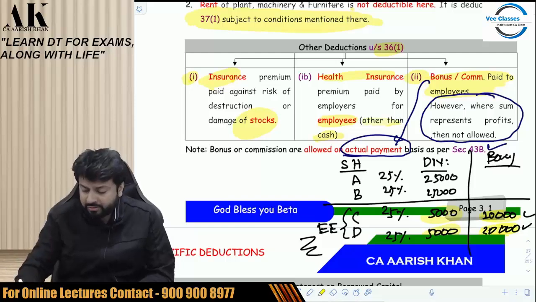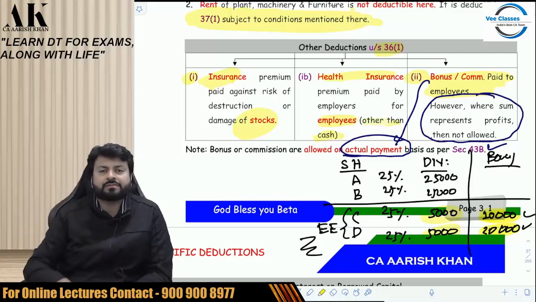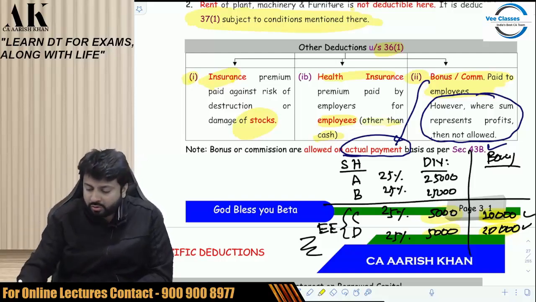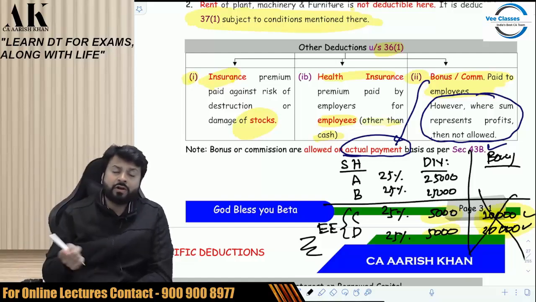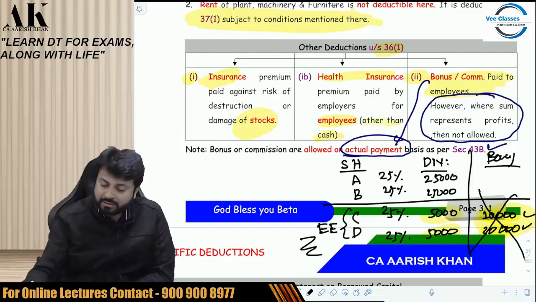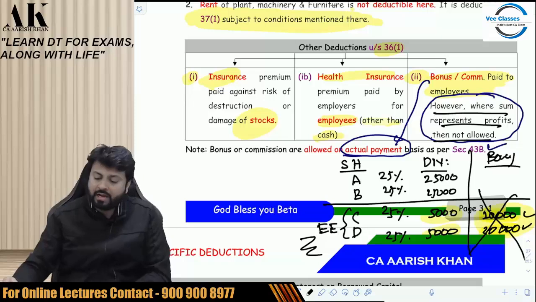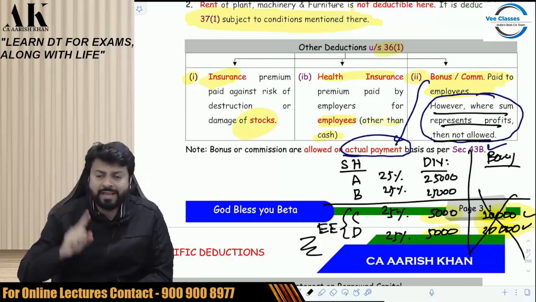So rather I am trying to show this 20,000 and this 20,000 as what? As bonus. Actually it is not bonus, it's an appropriation of profits. If you show the profit portion as bonus, then that much bonus will not be allowed. This is a profit portion which should have been shown as distribution of profits, but you are showing that as bonus. It will not be allowed. This is what this sentence has to say. However, where some represents profits, yes, this 20,000 and 20,000 represents profits, then it is not allowed.